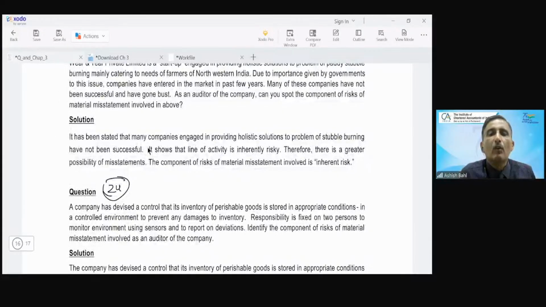Okay. So see question number 24. Again, this is a question on component of risk of material misstatement. You have to identify the component. The company has devised a control that its inventory of perishable goods, meaning goods which would be easily damaged, like goods kept in cold storage, is kept in a controlled environment to prevent any damage to inventory. Responsibility is fixed on 2 persons to monitor the environment using sensors. Identify the component of risk of material misstatement as an auditor of the company.